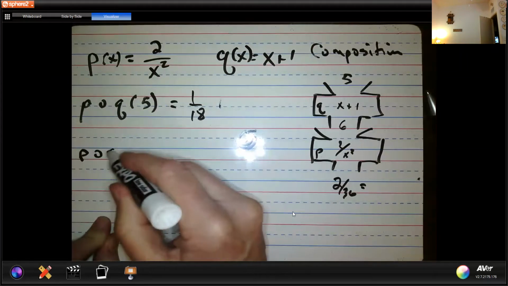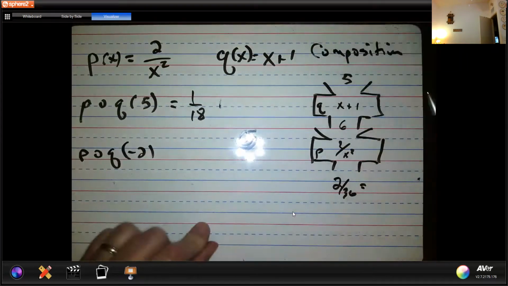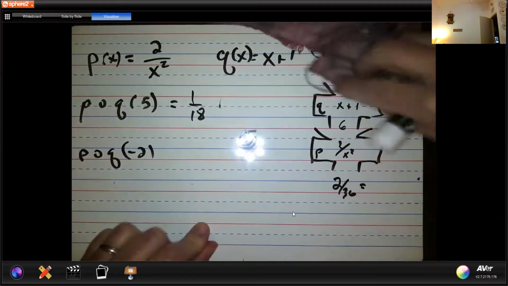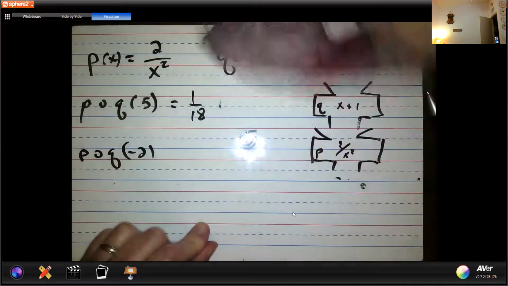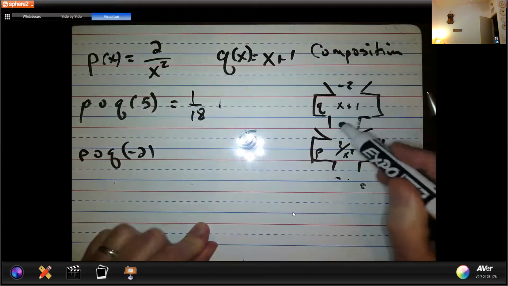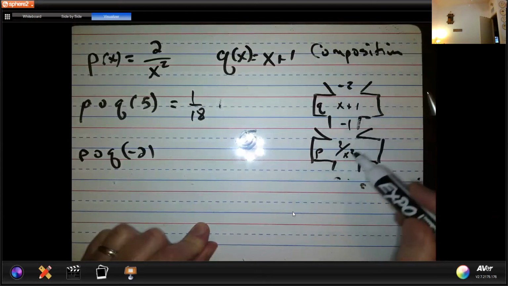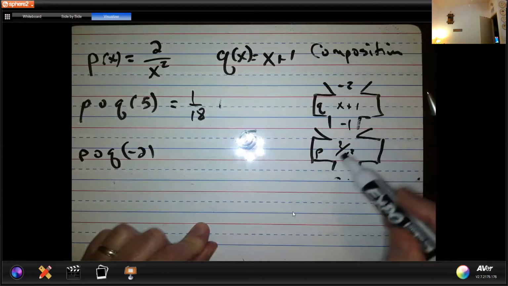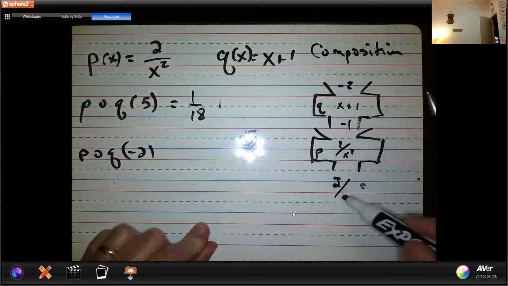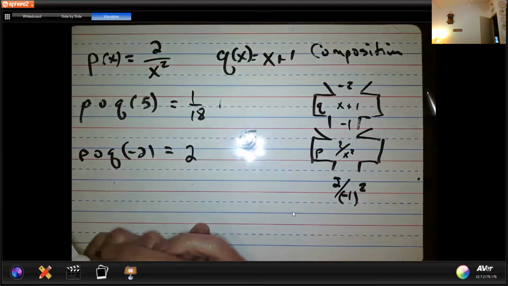How about P circle Q of -2? We'll just do it. Yes, we will. Negative 2 goes in here. Negative 2 plus 1, that would be negative 1, wouldn't it? Negative 1 goes into the x. It has to go in here. So 2 divided by negative 1 squared. Well, negative times negative is positive 1. 2 divided by 1? Hey, that's 2.